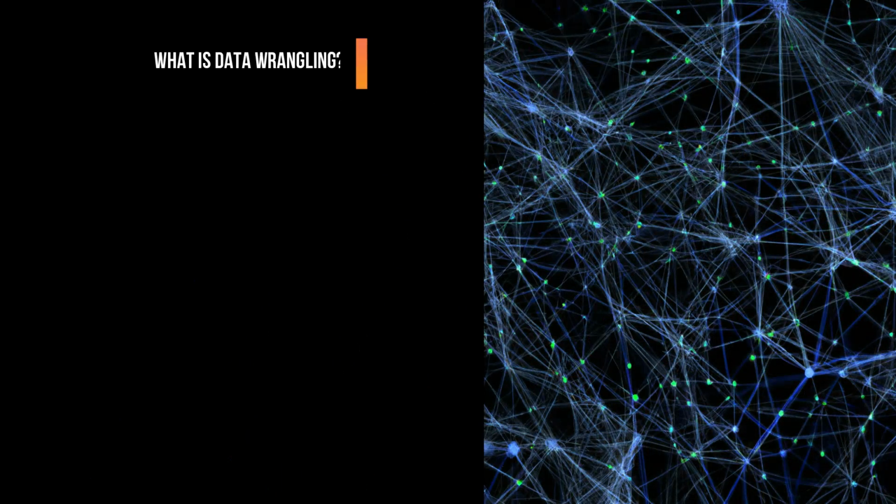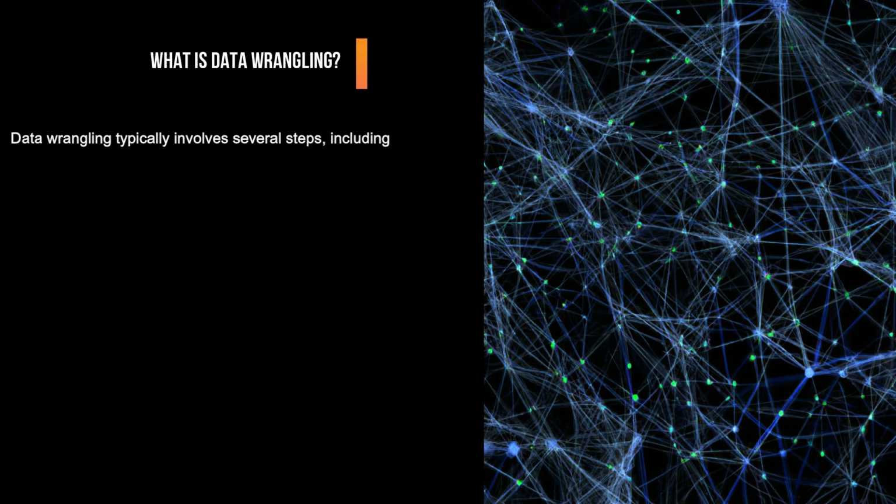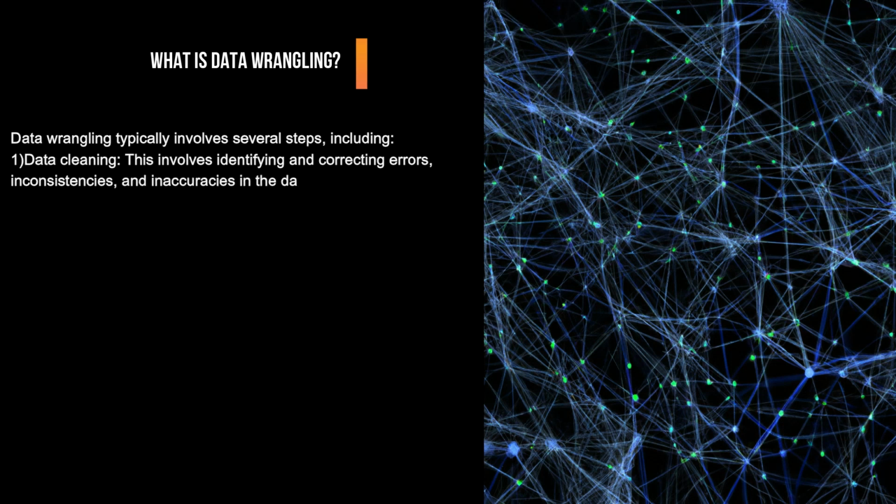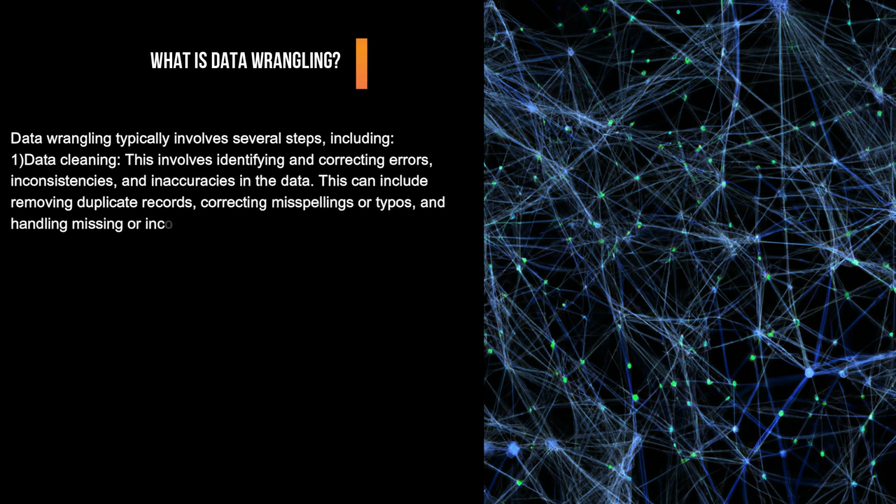What is data wrangling? Data wrangling typically involves several steps, including: 1. Data cleaning. This involves identifying and correcting errors, inconsistencies, and inaccuracies in the data. This can include removing duplicate records, correcting misspellings or typos, and handling missing or incomplete data.